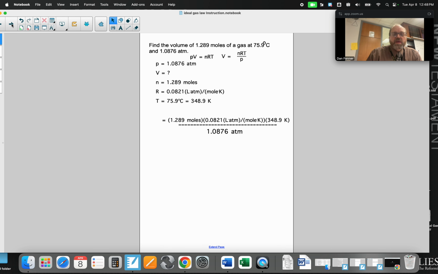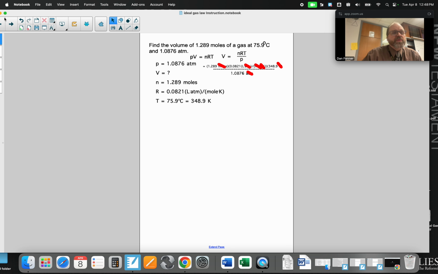Put our values in. So we're going to get 1.289 moles times 0.0821 liters atmospheres per mole Kelvin times 348.9 Kelvin. Hit equal on your calculator and then divide that by 1.0876. When we do that, our moles cross out, our atmospheres cross out, our Kelvins cross out. We're left with one unit, liters. Multiply through, you should get 33.95 liters.